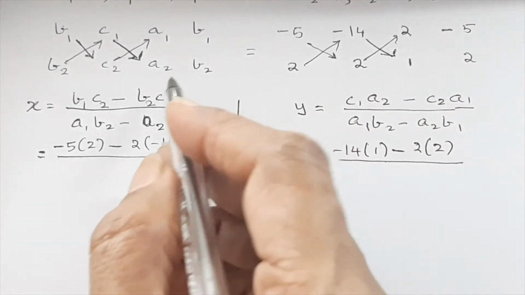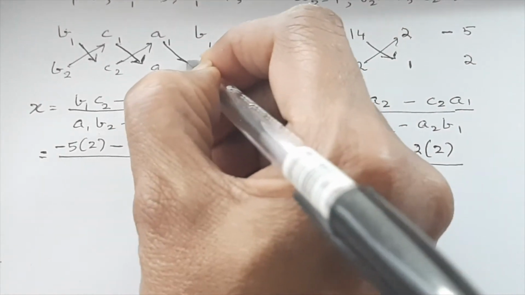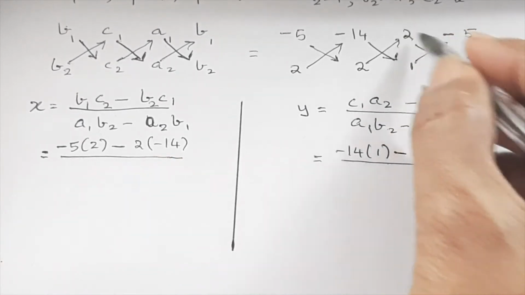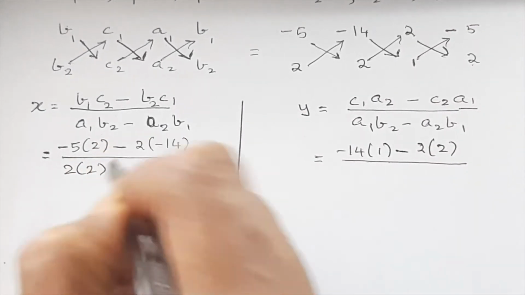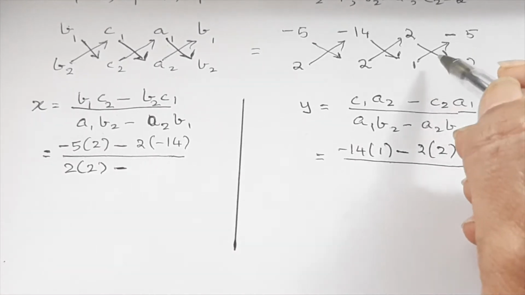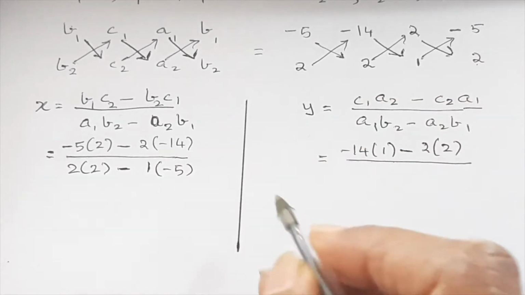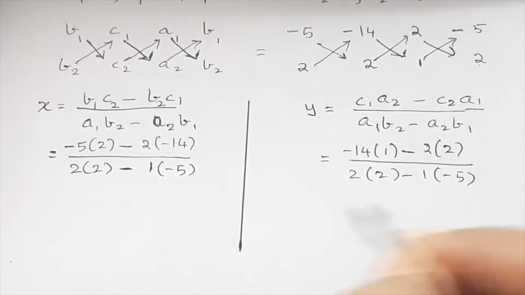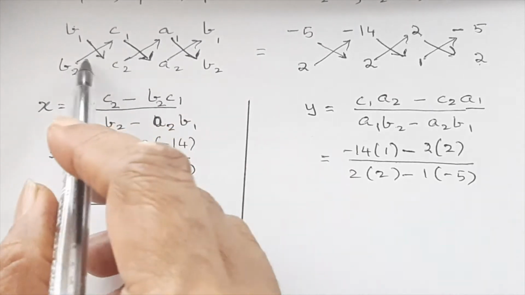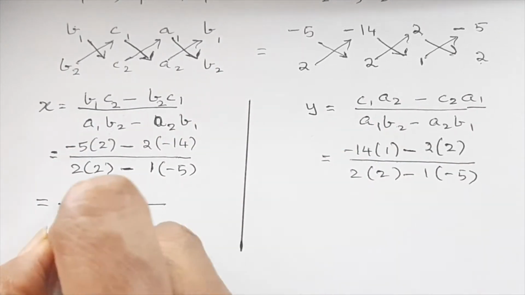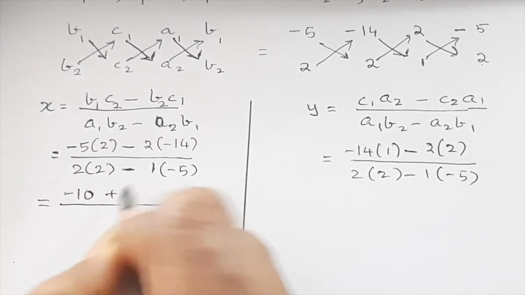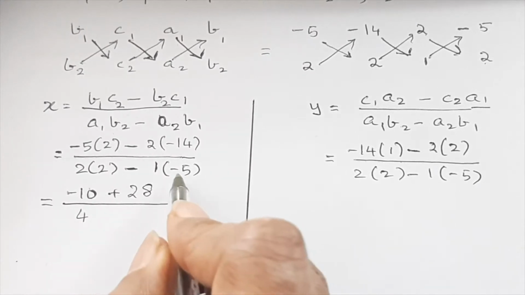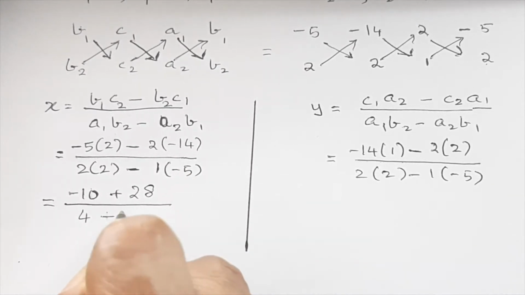The denominator is your A1 B2. So we'll go this way and this way, so it will be these two multiplied. So 2 into 2 and minus sign and then 1 into minus 5. And the same thing will repeat over here. So 2 into 2 minus 1 into minus 5. Now it is simple. The only problem is this step. This you have to be very careful. This will be minus 10 and plus it will be 14 to 28, and denominator 4 minus into this will be minus 5, so plus 5.